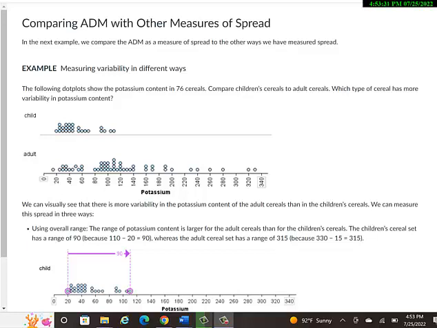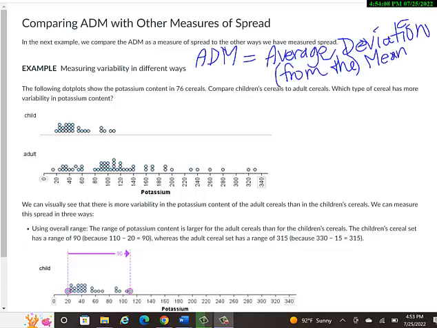So recall from previous pages that ADM stands for average deviation from the mean. On this page, we'll compare the average deviation from the mean as a measure of spread to other ways that we've measured spread in the past. So here below we have an example. We'll be measuring variability in a few different ways.